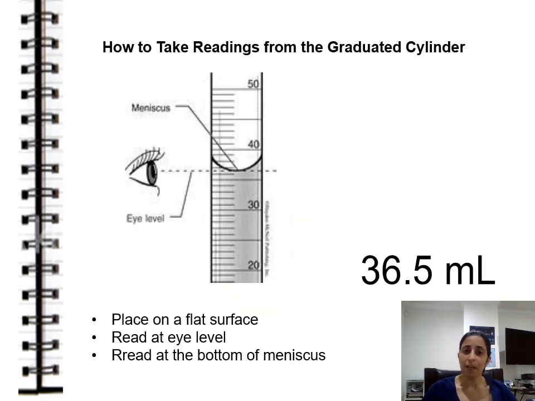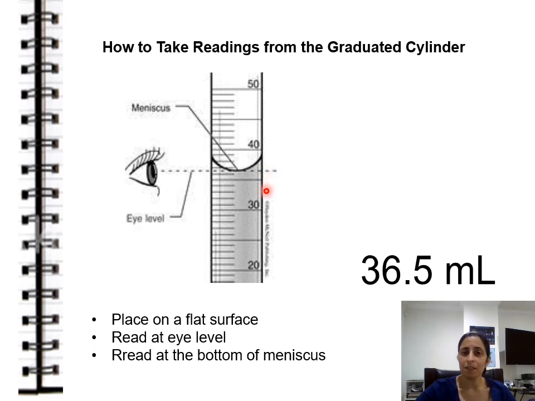So we've already looked at how to read the volume in a graduated cylinder. Remember that when you read the volume in a graduated cylinder, it has to be at eye level. Your graduated cylinder has to be on a flat surface at eye level. And we read at the bottom of the meniscus. And we said the meniscus is this curve, right? The meniscus is this curve because the water is attracted to the container it's in, so it kind of travels up the sides of it. So we read at the bottom of this downward curve, okay?